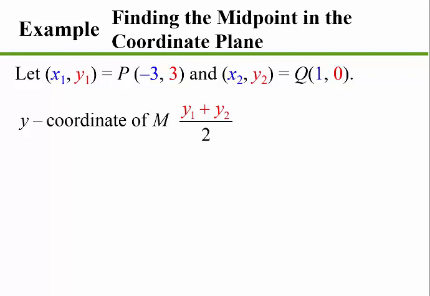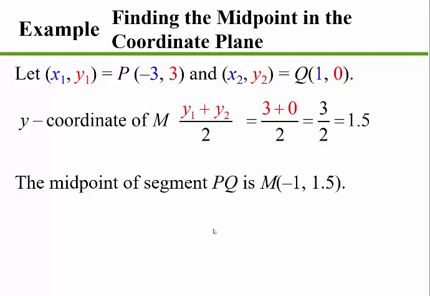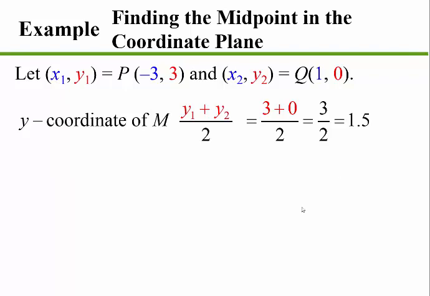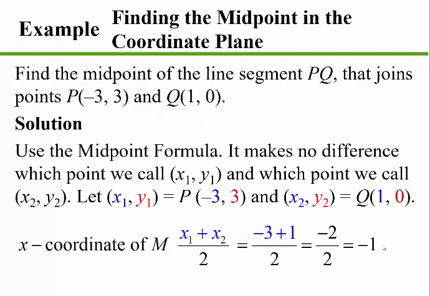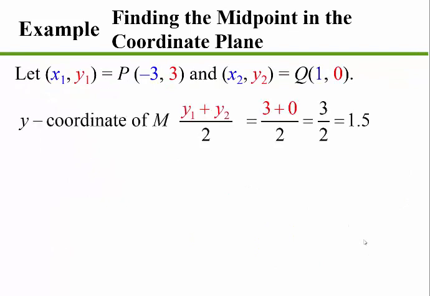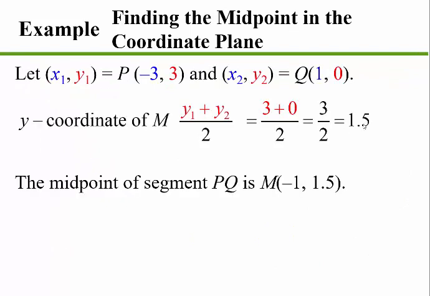So the same thing, the y coordinate of M, I'm going to take y1 plus y2, divide that by 2. So 3 plus 0, because here's y1, here's y2. 3 plus 0 is 3. 3 divided by 2 gets me 1.5. So the midpoint of segment PQ is (-1, 1.5). So remember, you needed both points here, right? The -1, I'm going to go back, comes from here for the x value. And the 1.5 here comes from the y value.